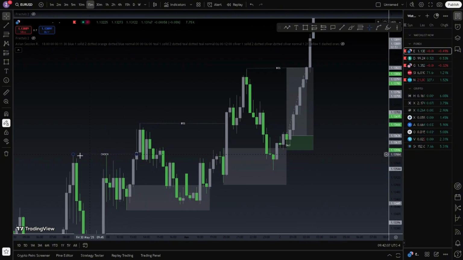So we move up, we get this change of character, we then look for our demand zone, we use this here, being engulfed. That's very nice. Price pulls back, enters here, you can then look for a trade to target this weak high. That gets taken out, break of structure, we're still bullish.